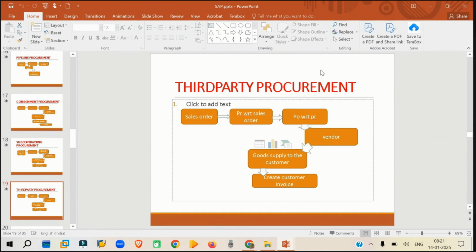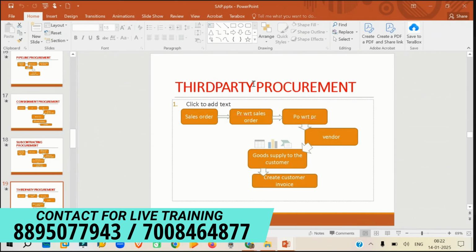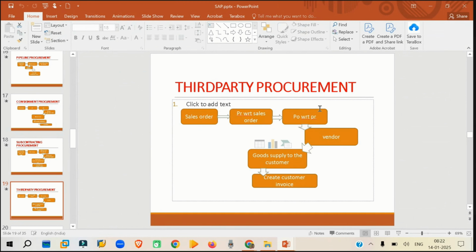Now next one is the third party process. So what is a third party process? Let's say a sales order is created. With respect to that sales order, a purchase requisition will be automatically created. Then a purchase order will be created with respect to the purchase requisition. Then this purchase order will be sent to the vendor, but there is a change here. Normally in the purchase order we have the delivery address as our own address. Okay, but in case of third party procurement, when the purchase order is created with respect to a sales order, the delivery address will be your customer address, and the vendor will directly send the material to the customer.